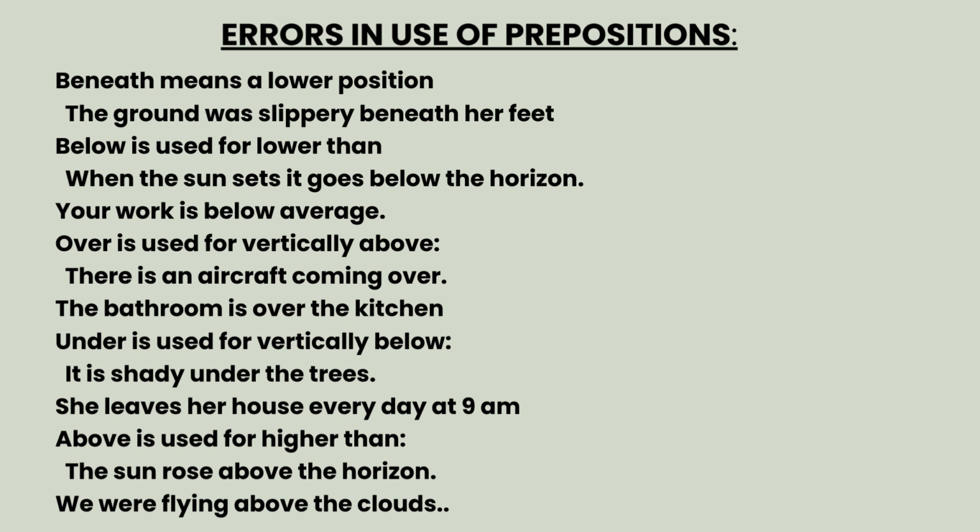Below is used for lower than. When the sun sets, it goes below the horizon. Your work is below average. Over is used for vertically above. There is an aircraft coming over. The bathroom is over the kitchen. Under is used for vertically below. It is shady under the trees. She leaves her house every day at 9 a.m.